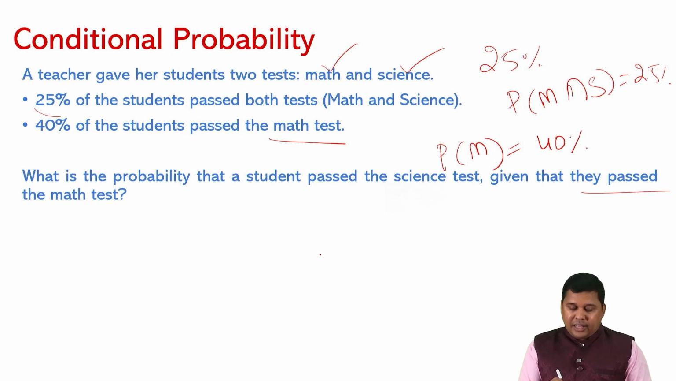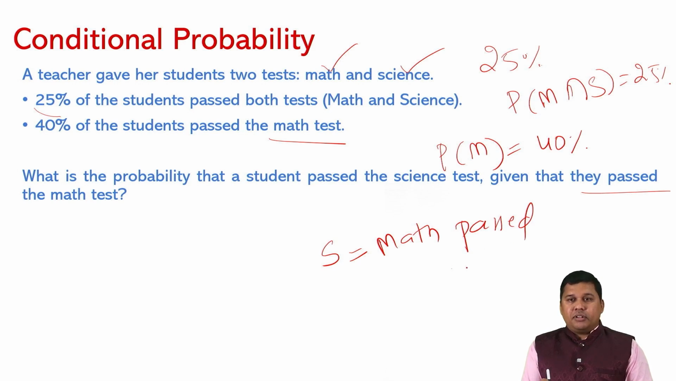So, there is a student, let us say he has already passed the math test. Now, what is the probability that a student who has already passed mathematics has also passed science?